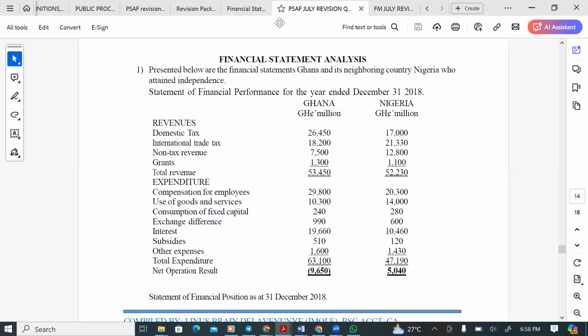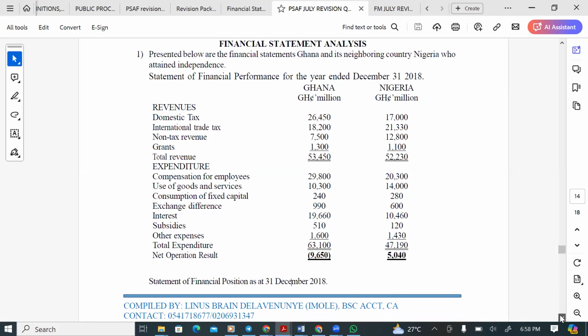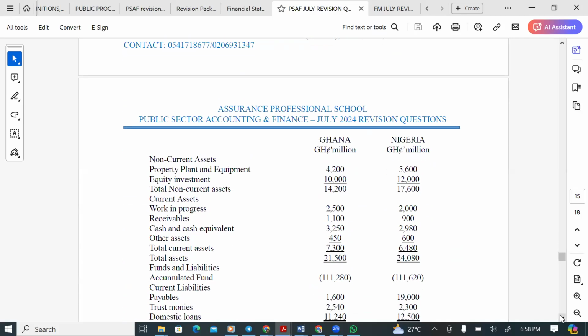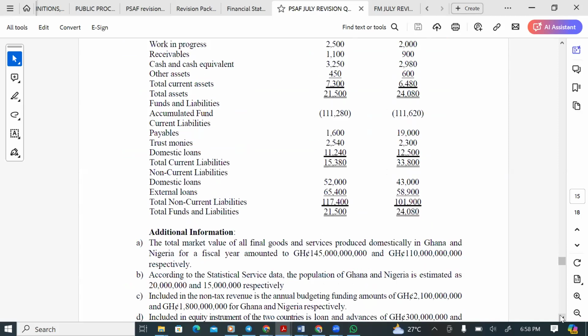Presented below are the financial statements of Ghana and its neighboring country, Nigeria, who attained independence. The statement of financial performance for the year ended December 31, 2018. Okay, just leave those ones. Let's come to the statement of financial position that is also here.